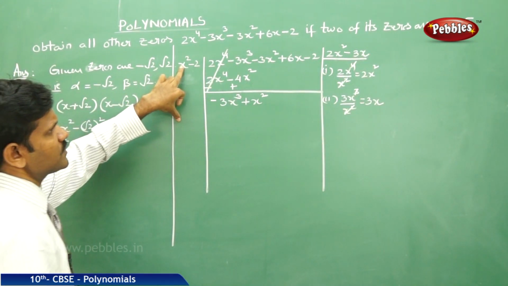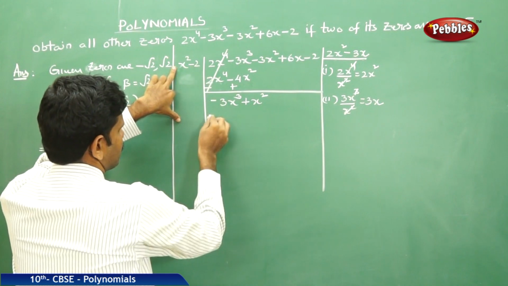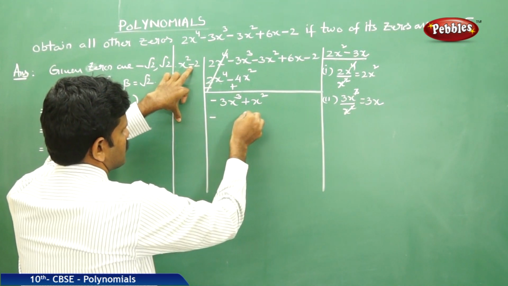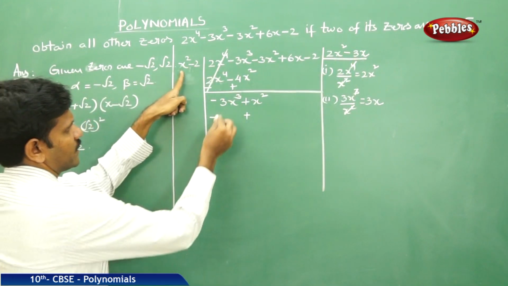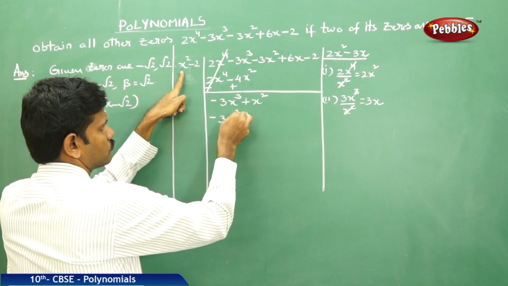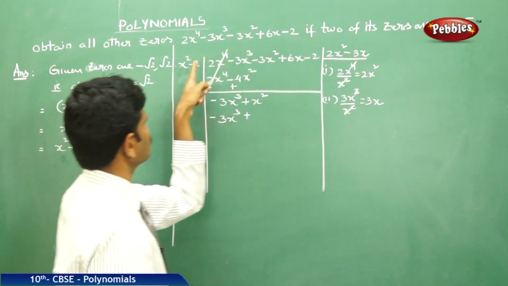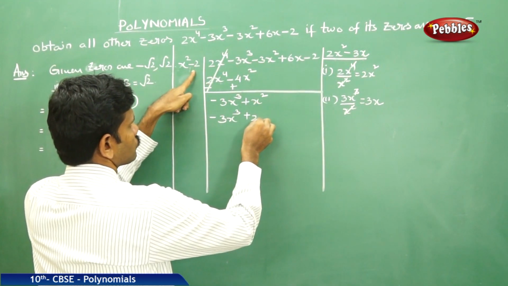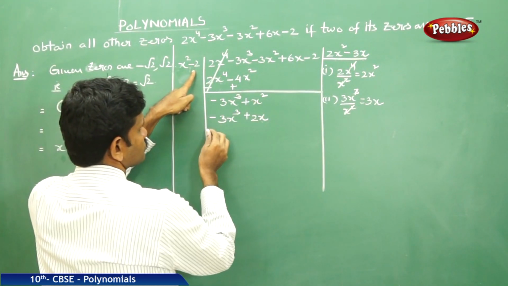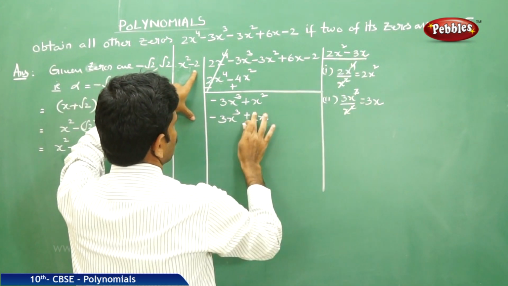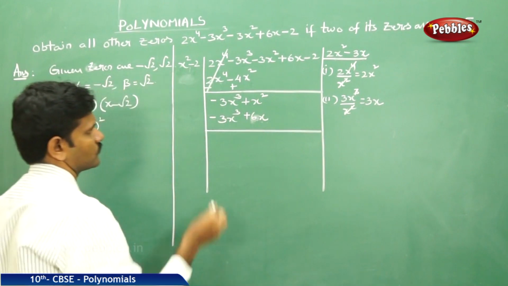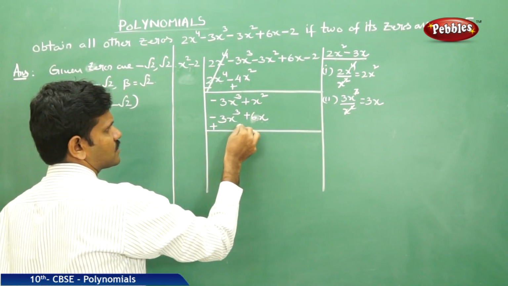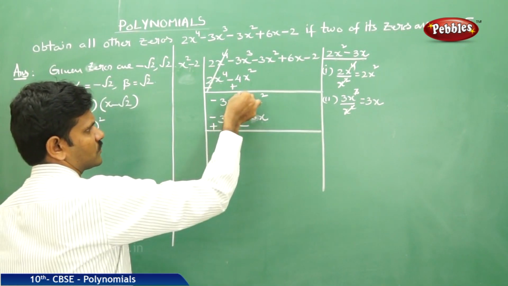Now first change the symbols. Here the plus symbol becomes minus, and minus becomes plus. 3x into x square, 3x cube, 3x into 2, that is 3x into 2, which will give you 6x. Next, plus minus cancel.